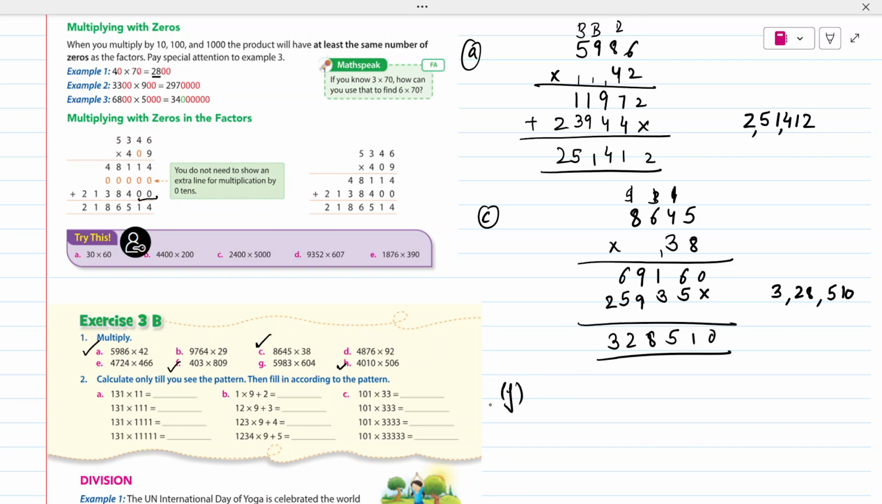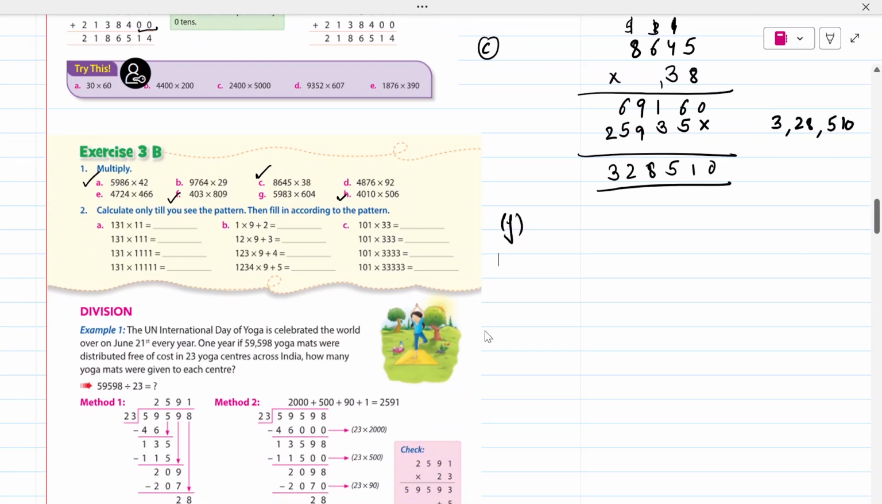Now let's do F part. In F we have 403 multiply with 809. Okay, you can write it anyways, but I always prefer to write the bigger number in the upper part, 809 and then multiply by 403. So now we have a 3-digit number multiplication.